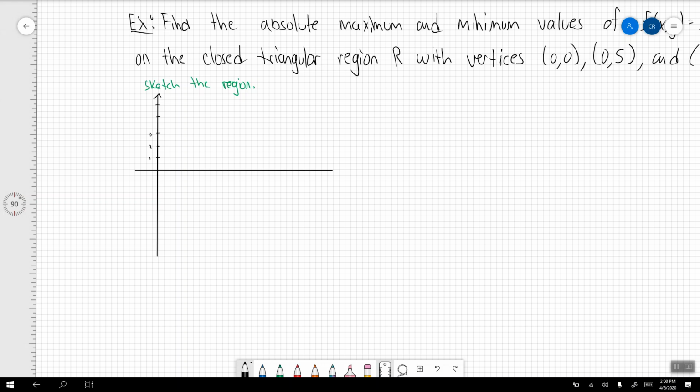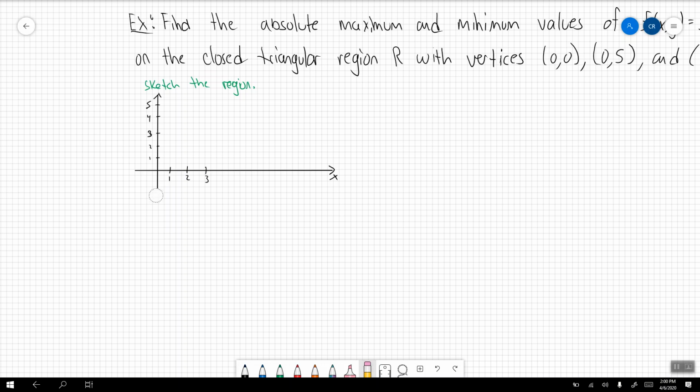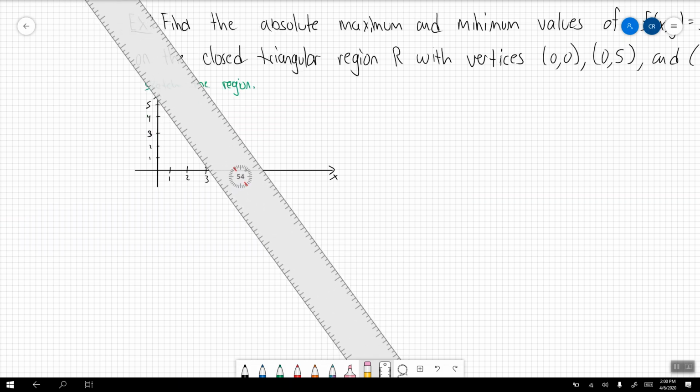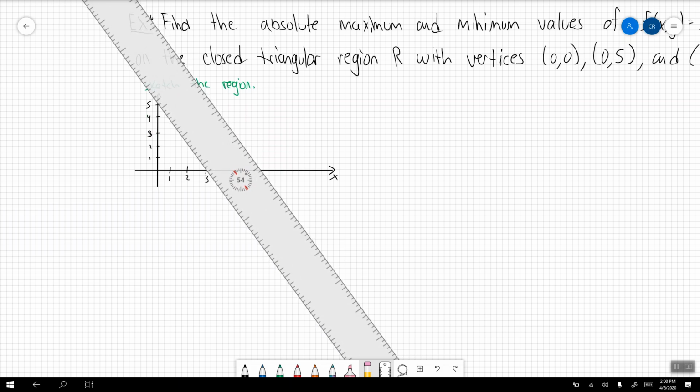So that's 1, 2, 3, 4, and 5. There we go. And then we're going to have our x values here, and that's going to be again 1, 2, and 3. Perfect. All right, so the vertices goes from 0, 5 all the way to 3, 0. So that's going to go from there all the way to down there. So we're just going to go ahead and we're going to construct that line to show that region.